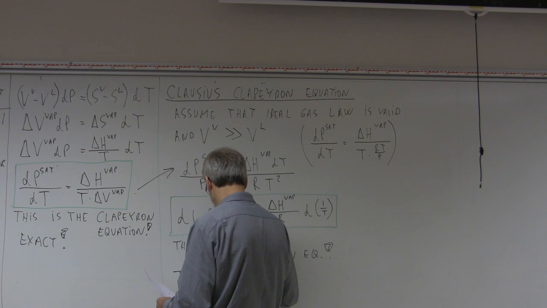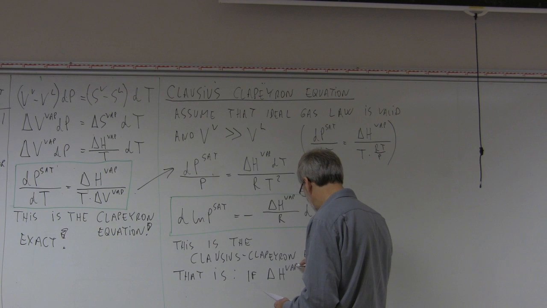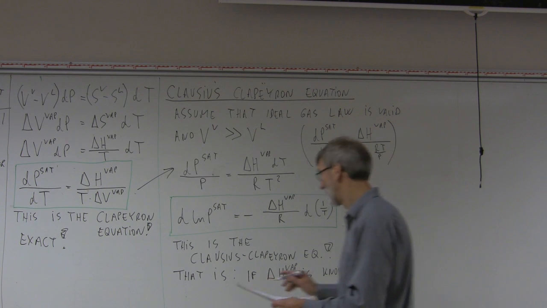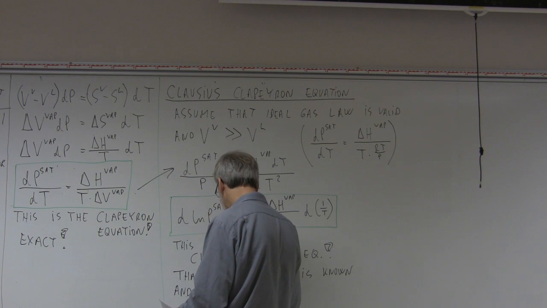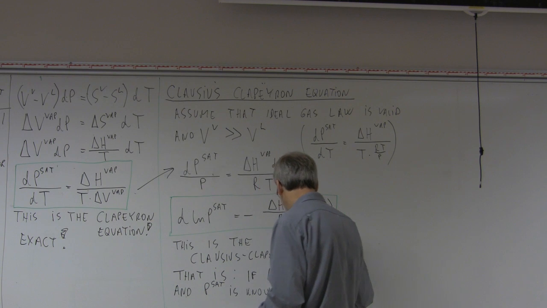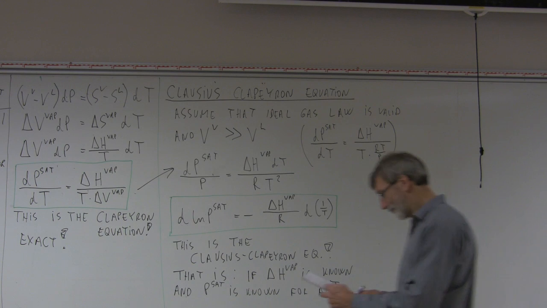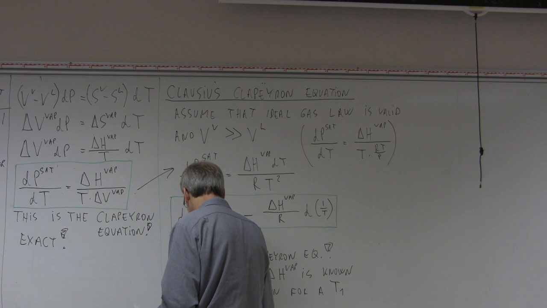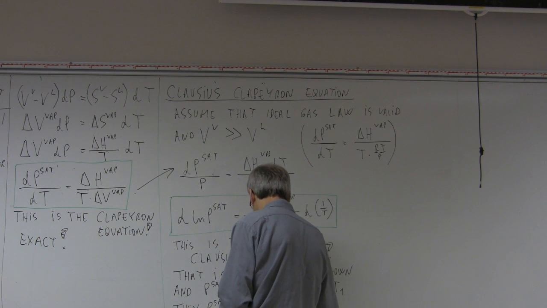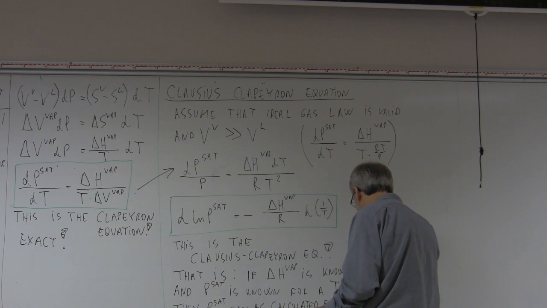What this means is that if the heat of vaporization is known, and the saturation pressure is known for a temperature like T1, then the saturation pressure can be calculated for another temperature T2.